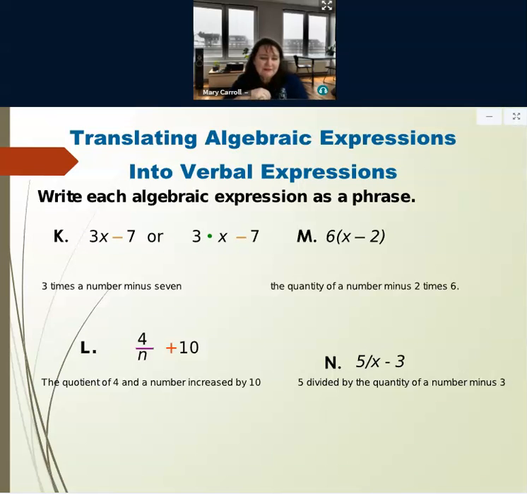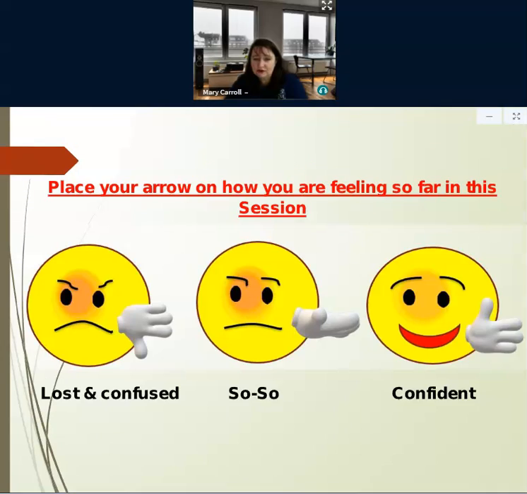I have 3 times the number minus 7. You could have had 3 times the number decreased by 7. For L here, the quotient of 4 and a number increased by 10. So I wanted to make sure that quotient means I do have a numerator and a denominator. The quantity of a number minus 2 times 6. And then I have 5 divided by the quantity of a number minus 3. So that's just 5 divided by x minus 3. Okay, hopefully you got those and they weren't too difficult for you.